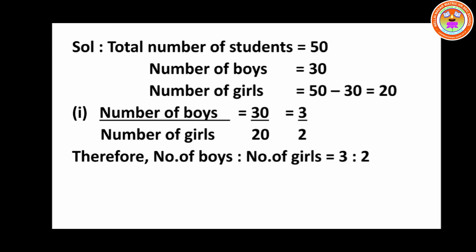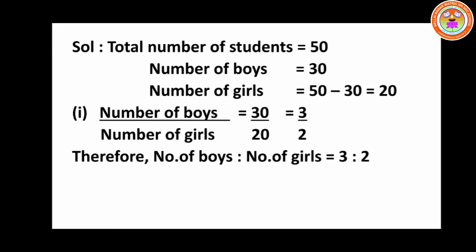How will you find the girls? Now you have to subtract the boys from the total number of students. Okay, now let us find the number of girls first, then we will move on to the problems. Listen children, solution. Total number of students equal to 50. Number of boys is equal to 30. So number of girls, as I told you, you have to do the subtraction. So 50 minus 30 is equal to 20 is your answer.